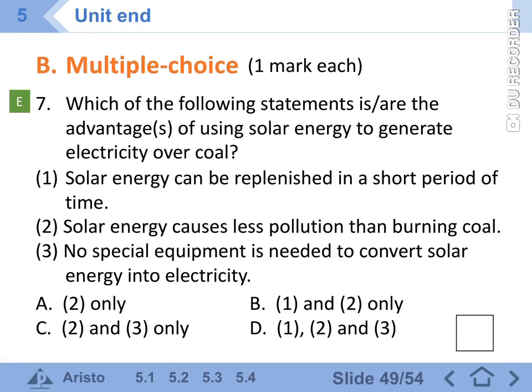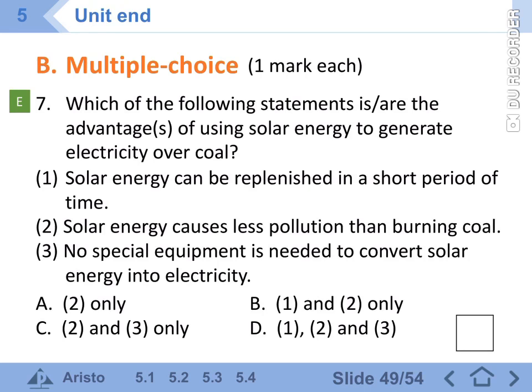And in question 7, which of the following statements is the advantage of using solar energy to generate electricity over coal? If you look at solar energy, you know that it is a renewable resource, compared to coal, which is a non-renewable resource. So here, number 1 is correct. It can be replenished in a short period of time. That's the definition of a renewable resource.